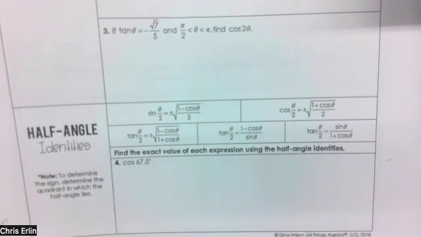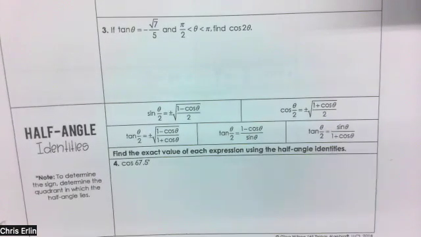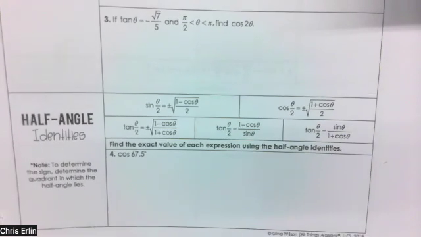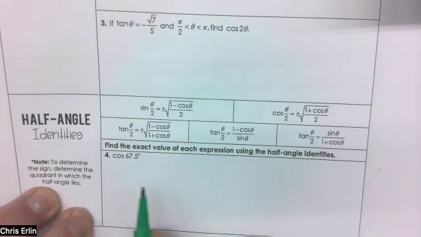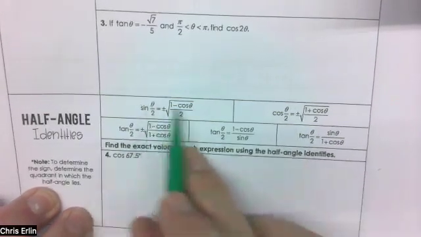Okay, let's move down to the one that's a little bit more interesting. Half angles. We want to find the cosine of 67.5. That's a value we could not have found before. Which of these 5 formulas here do you think we're going to use?